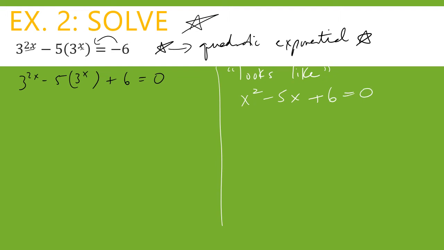If I asked you to do that, you would factor that and you would get x minus 3, x minus 2, x equals 3, x equals 2. That's the exact same process we want to use on what we have on the left, that exponential.